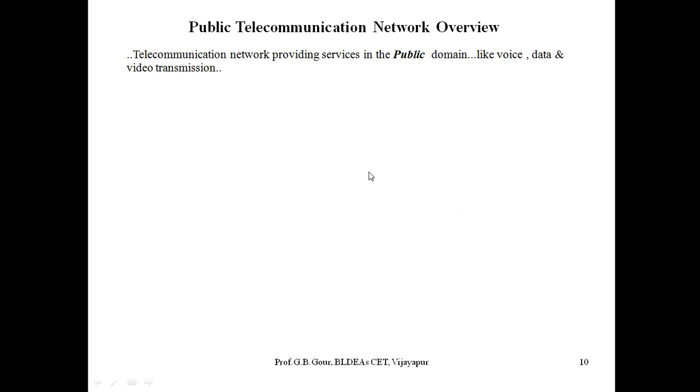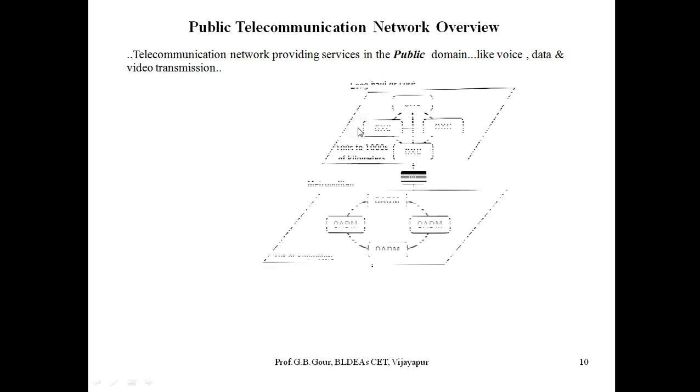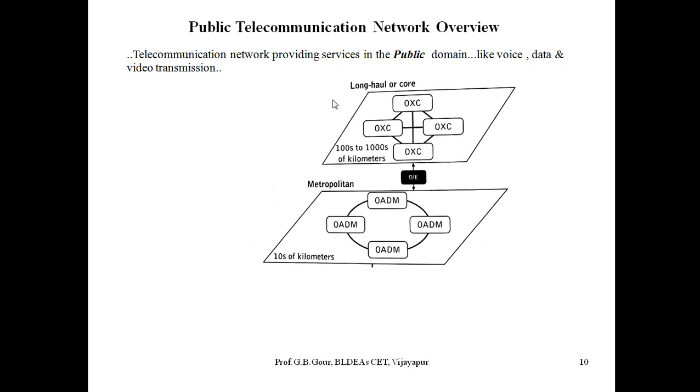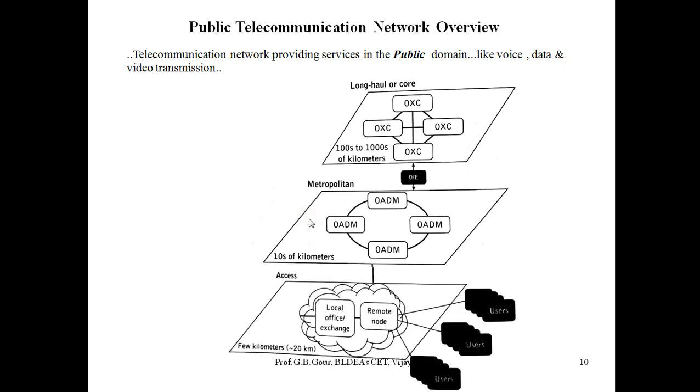Next, coming to the public telecommunication network. As a reminder, we already studied this in detail in the 6th semester as the elective subject digital switching systems. That is the public telecommunication network, PSTN, public switched telephone network. Briefly, it mainly consists of 3 parts: the long haul network, the metropolitan network and the access network.